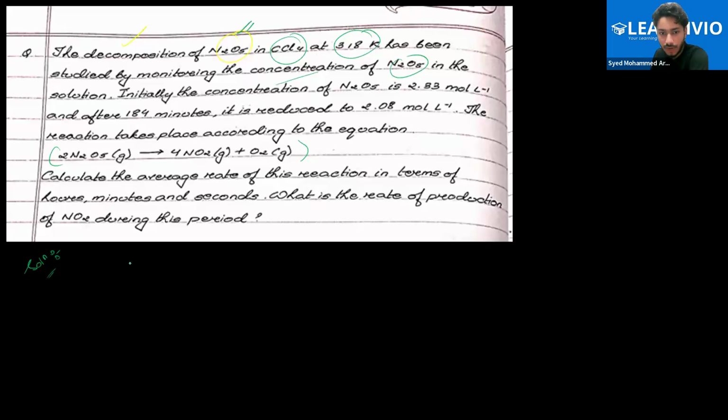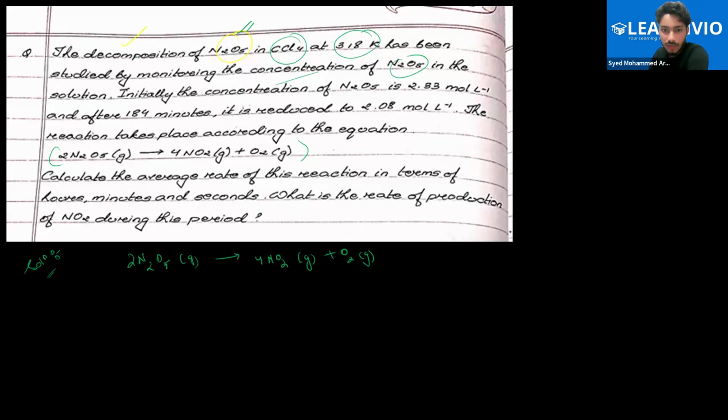So first of all, you have to write the equation which is given to you in the question. So this is the equation, which gives you 4NO2 gas plus O2 gas. This is the equation given in the question, and it is the balanced equation. So the equation is already balanced, so we do not need to worry about the balancing part.